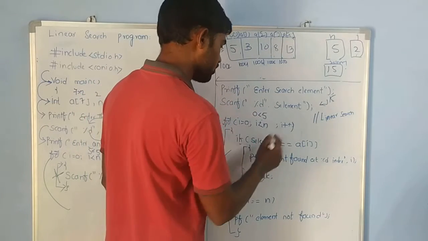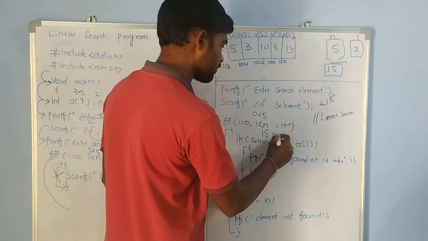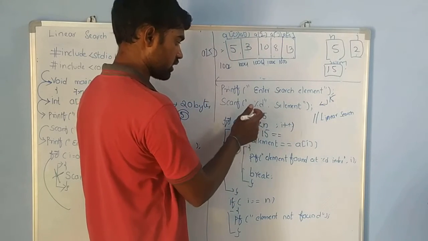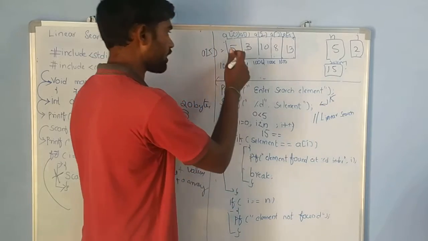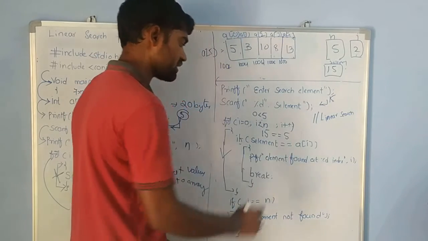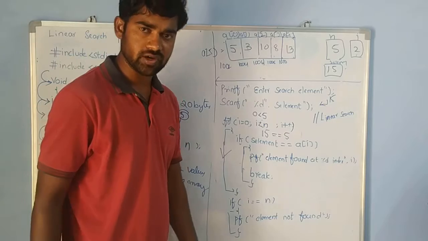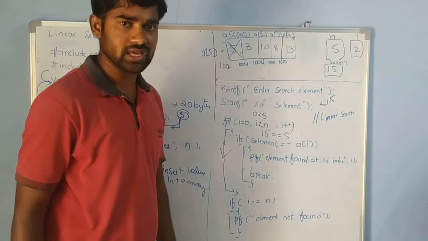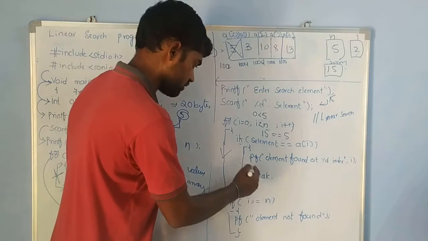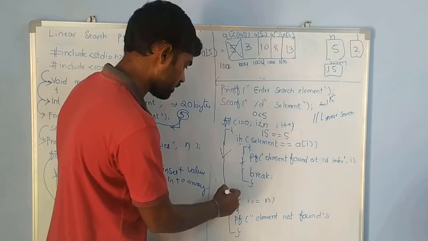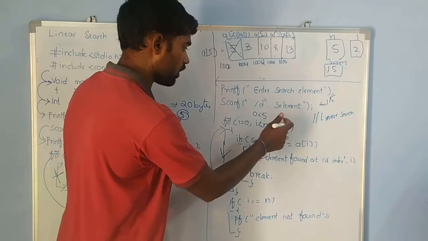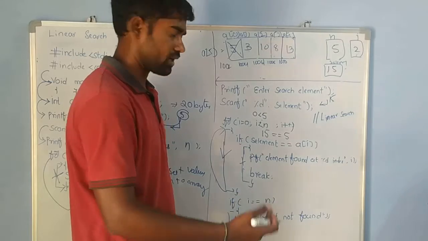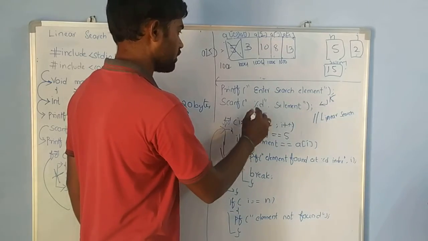So search element 15 is compared with A of I, where I equal to 0. A of 0 value is 5. Is 15 equal to 5? Definitely not, so in A of 0 we didn't find the element. If the condition is false, then the for loop gets repeated and I is incremented to 1.